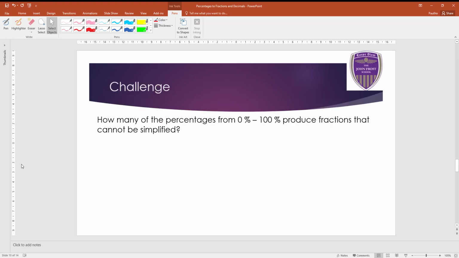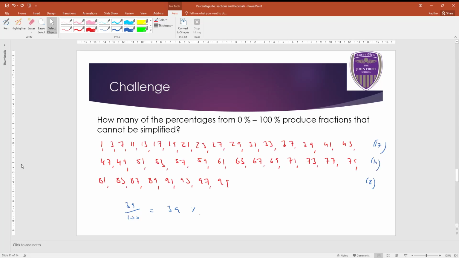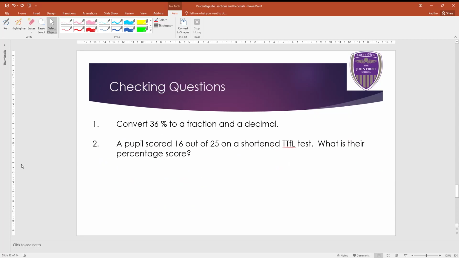Here was the challenge. And here is the answer. There was 39 of them. So that's actually 39% out of the 100 numbers from 1 to 100. And then here comes the checking question. So maybe pause the video here, have a go, and then come back when you're ready for the answers.